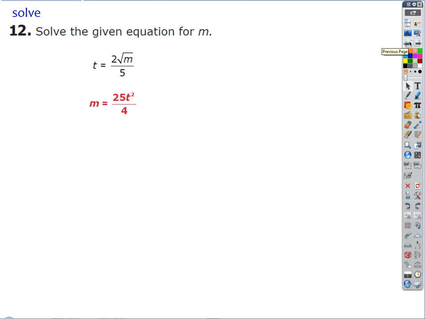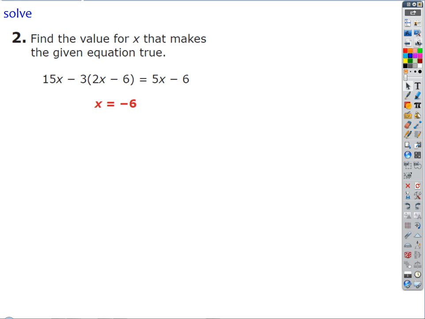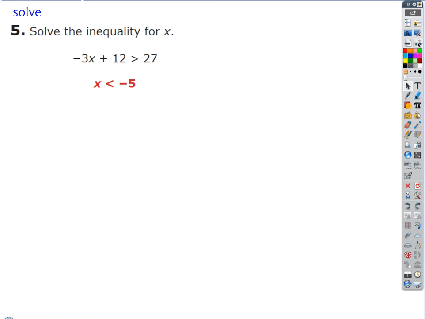Okay, so if we solve the equation for M, what are we doing here? This is a piece of cake for you guys, right? If I want to isolate M, what do I do first? Multiply both sides by 5 halves, get rid of that, and then square both sides. No big deal. I'm going to skip all this stuff. You're just solving an equation.